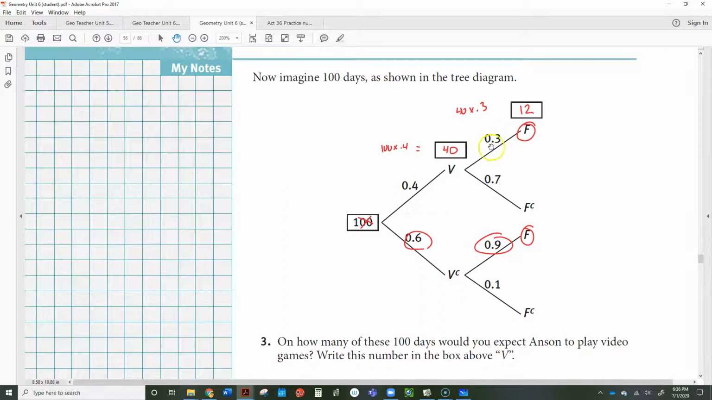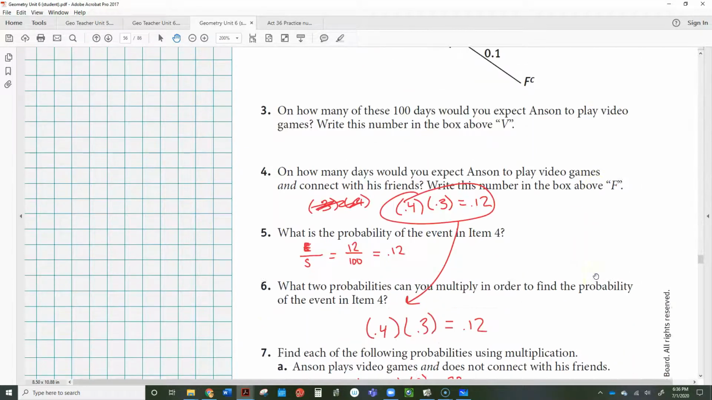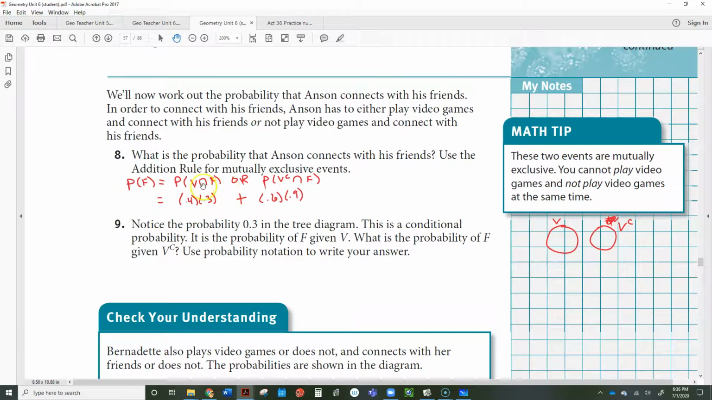Video games, and he connects with friends, 0.4 times 0.3. Does not play video games and connects with friends, 0.6 times 0.9. So I'm just doing the multiplication for each one of those, and then I'm going to add the two results together. When I get those two multiplied together, this is 0.12 plus 0.54. I believe that comes out to be 0.66.